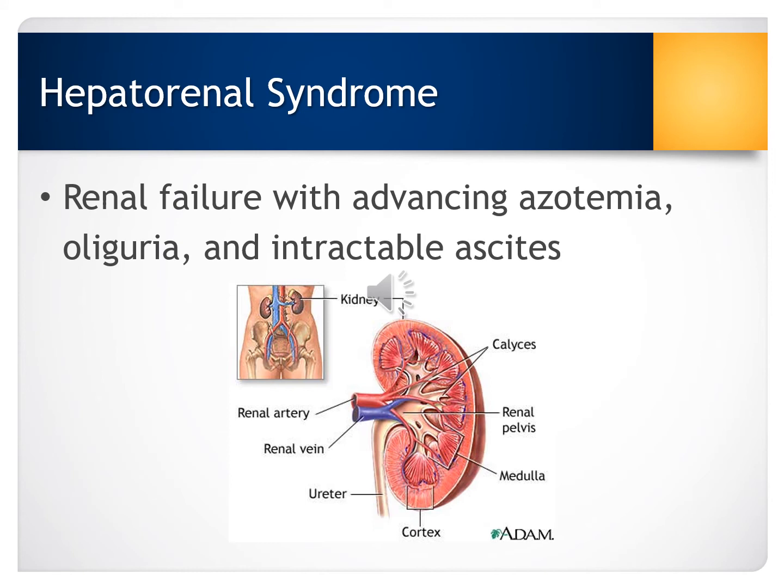Hepatorenal syndrome is a type of renal failure with advancing azotemia, oliguria, and intractable ascites. In hepatorenal syndrome, there are no structural abnormalities of the kidney. In a patient with cirrhosis, this syndrome frequently follows diuretic therapy, GI hemorrhage, or a paracentesis.